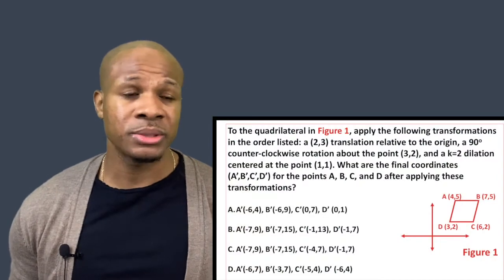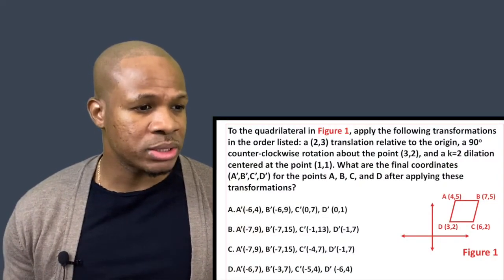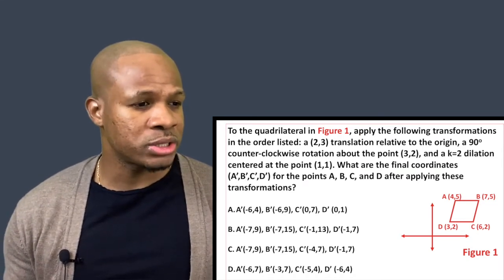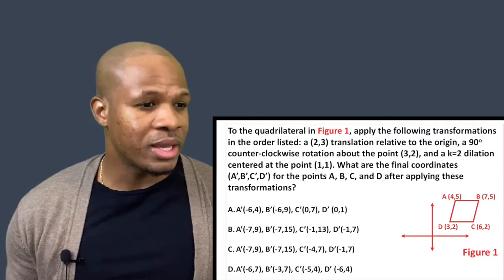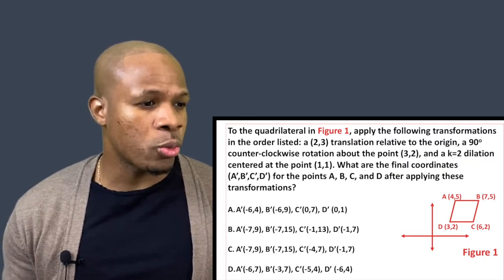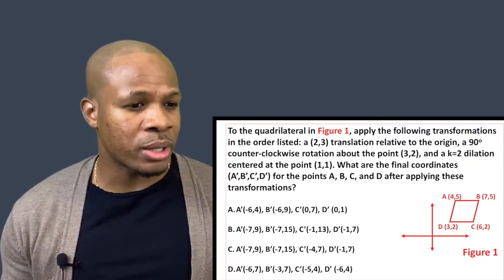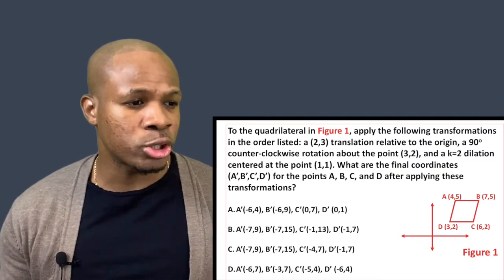So this question says, to the quadrilateral in figure 1, apply the following transformations in the order listed. A 2,3 translation relative to the origin, a 90-degree counterclockwise rotation about the point 3,2, and a dilation centered at the point 1,1. What are the final coordinates A', B', C', and D' for the points A, B, C, and D after applying these transformations?